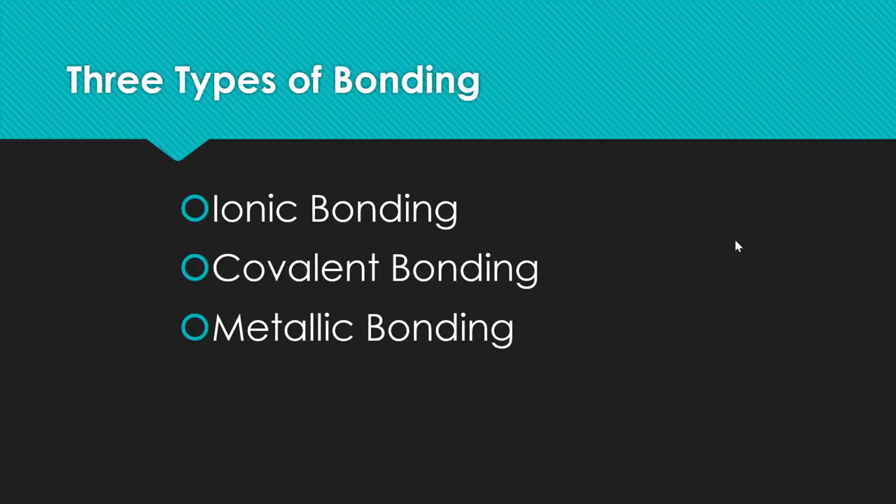So in the lesson 3 video, we mentioned that there are 3 types of bonding. There's ionic, covalent, and metallic. We will not be doing anything with metallic. It's touched on very briefly in AP Chem, but we will focus. Lesson 3 was all about ionic, and lesson 4 will be all about covalent.